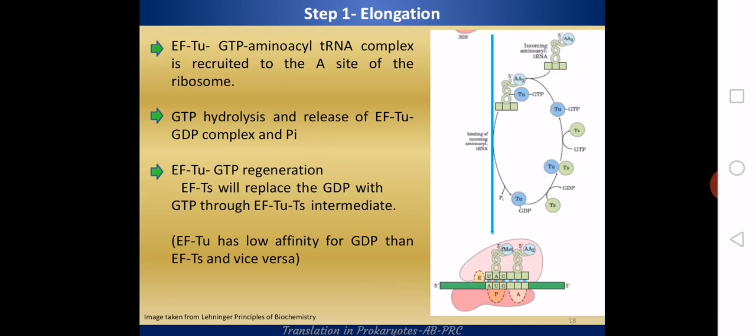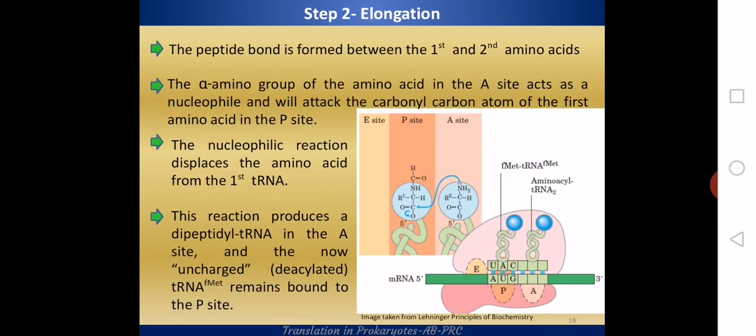Clear? So that is the first step in which the second amino acid tRNA will be recruited into the A site. Then the second step of elongation is the peptide bond formation. So the peptide bond formation occurs between the amino acids.